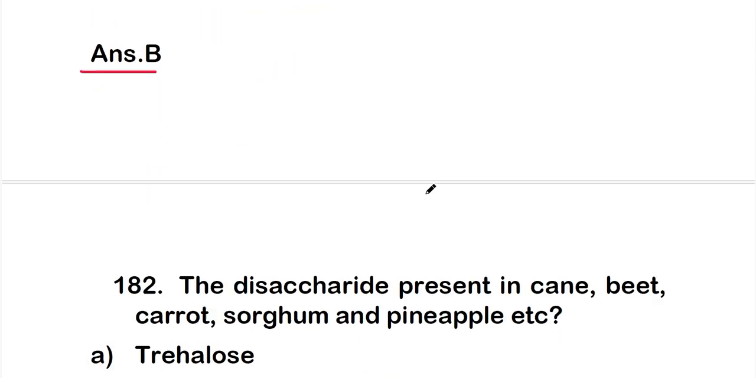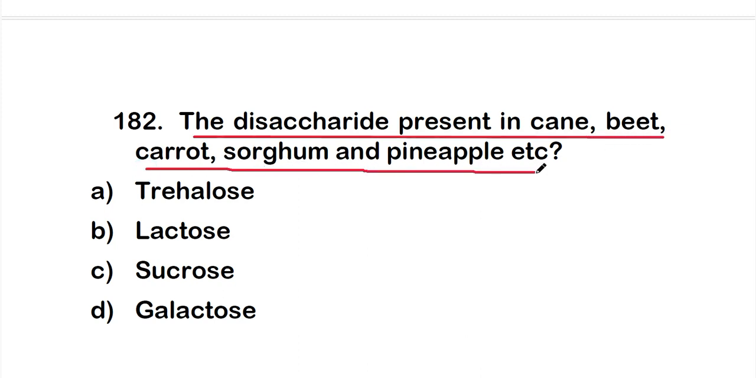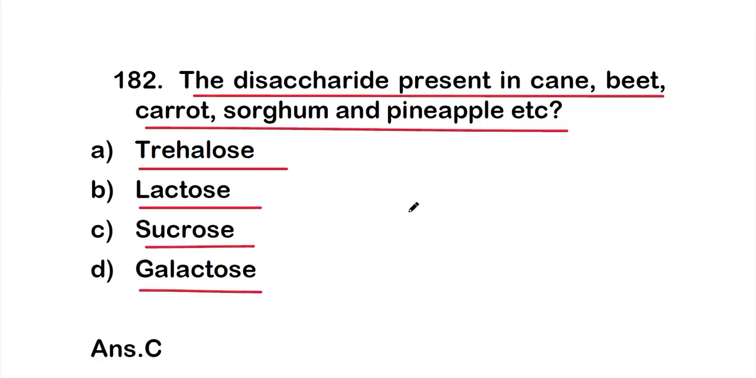Okay, so let's move on to next one, that is the disaccharide present in cane, beet, carrot, sorghum and pineapple etc. are known as option A trehalose, option B lactose, option C sucrose, or option D galactose. So the right answer is option C, that is sucrose. So the disaccharide present in cane, beet, carrot, sorghum and pineapple are known as sucrose.